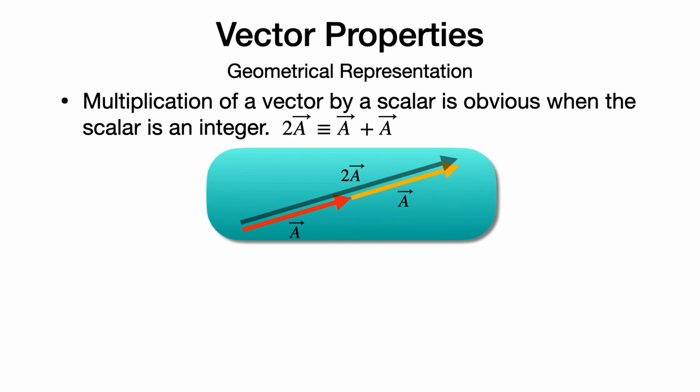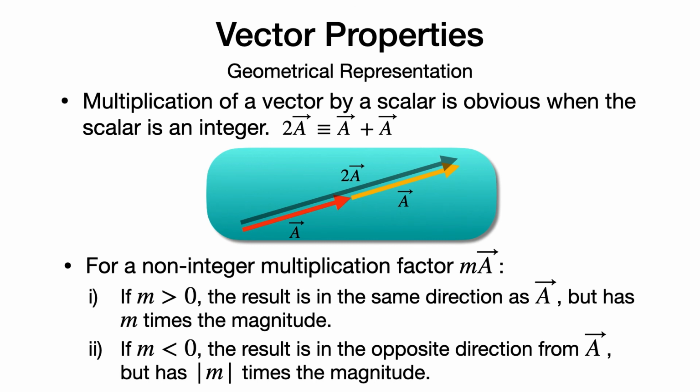If we multiply a vector by a scalar, well, the simplest way to understand this is first of all to multiply a vector by an integer. So if we multiply A by 2, then this is the same thing as adding A to A, and clearly the result is a vector in the same direction as A, but with twice the length.